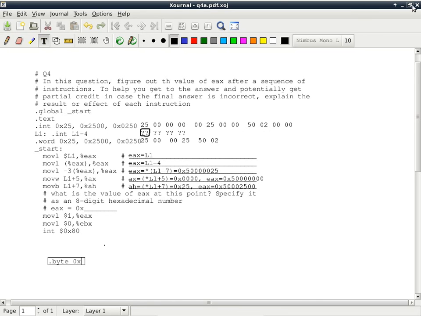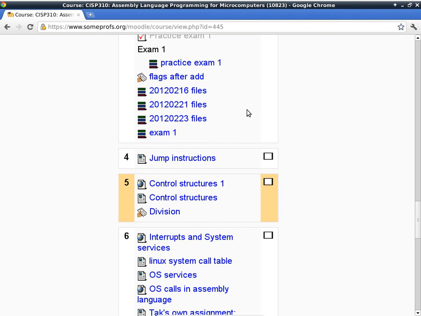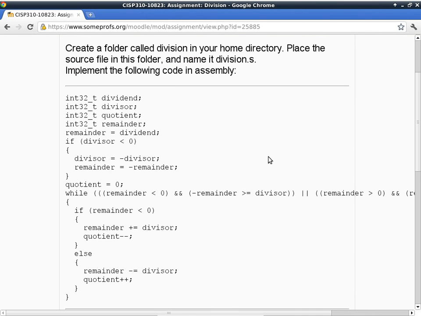Okay, so that is that. How about the homework assignment? How are you guys doing with the homework assignment? What homework assignment? Okay, let's take a look at the homework assignment first.